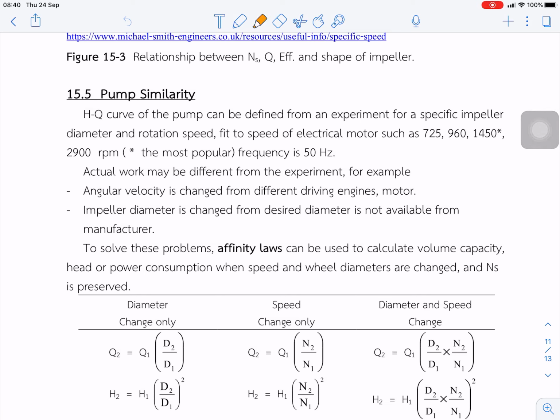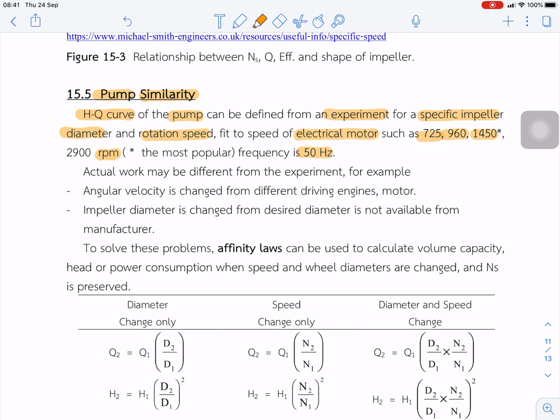The next topic is pump similarity. Normally the H-Q curve of the pump can be defined from the experiment for a specific impeller diameter and rotation speed, fit to the speed of the electrical motor, such as 725, 960, or 1450 RPM. That is the speed of the motor, and the frequency is 50 Hz.